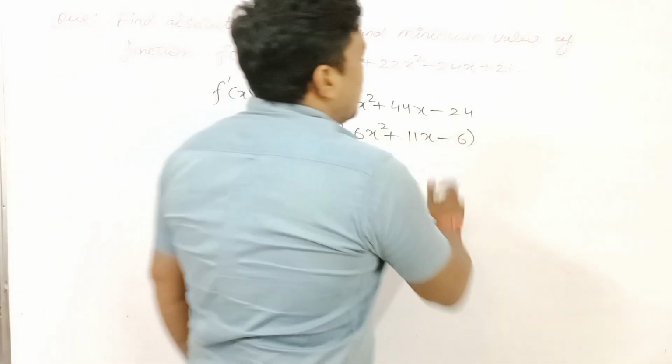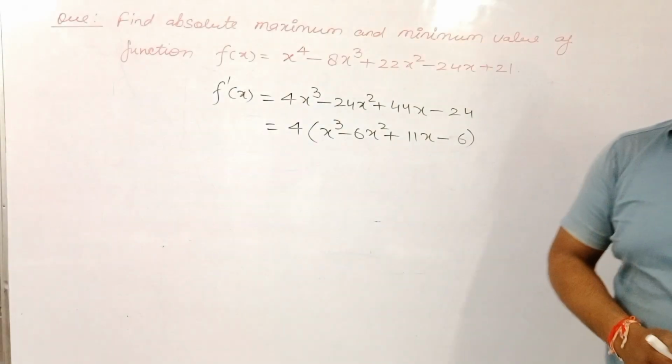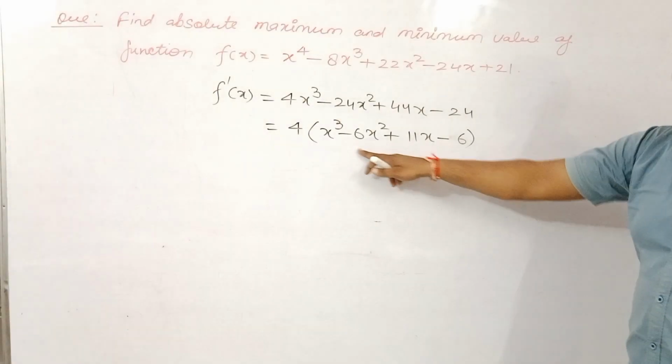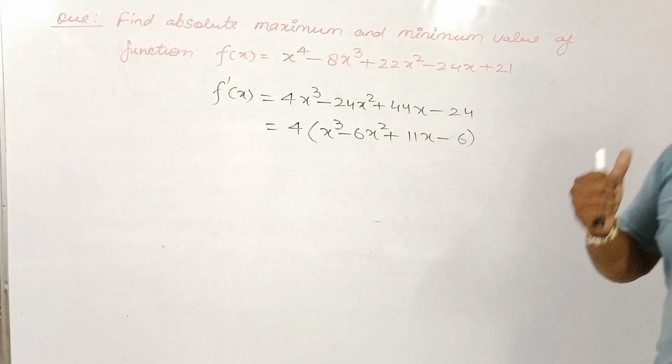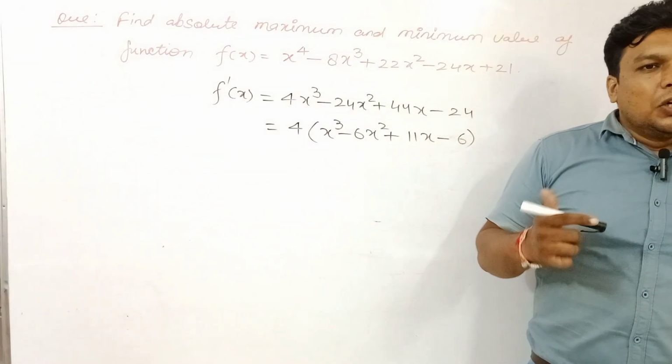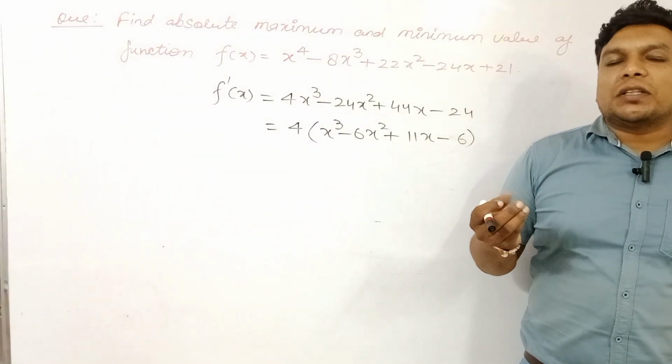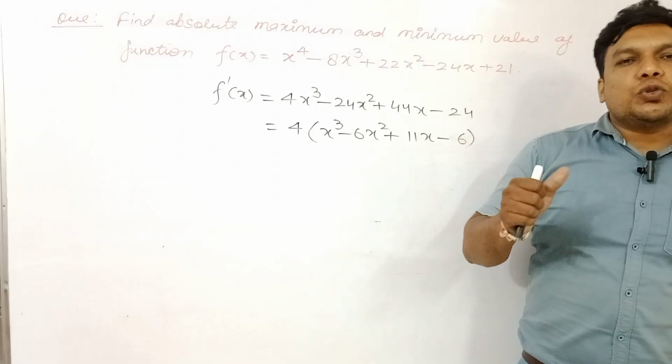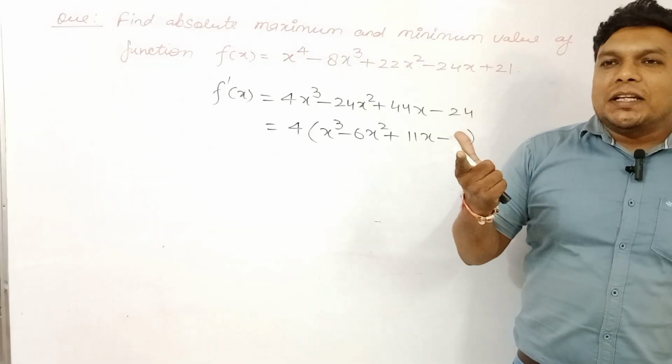Okay, so this is a cubic equation. Now what is the procedure to solve a cubic equation? To find critical points, we have to factorize this. If a cubic equation is there, what we need to do? First we have to use the hit and trial method. To apply the hit and trial method, what is best? Always use first x equals 1 and minus 1.